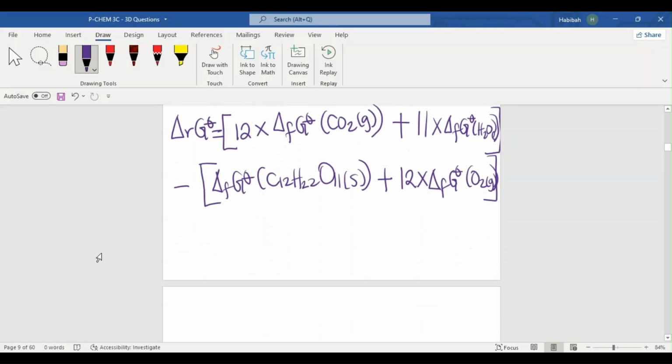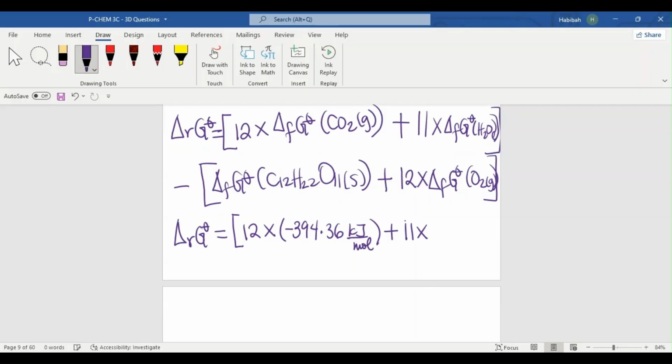That's basically it. The Gibbs energy of reaction is simply 12 times the Gibbs energy of formation for, I'm sorry, not copper, for CO2, carbon dioxide gas. Based on what I've written down from the resource section, that is 12 times negative 394.36 kilojoule per mole. That's the first one, plus 11 times the Gibbs energy of formation for H2O liquid, which is negative 237.13 kilojoule per mole. So that's the product side.